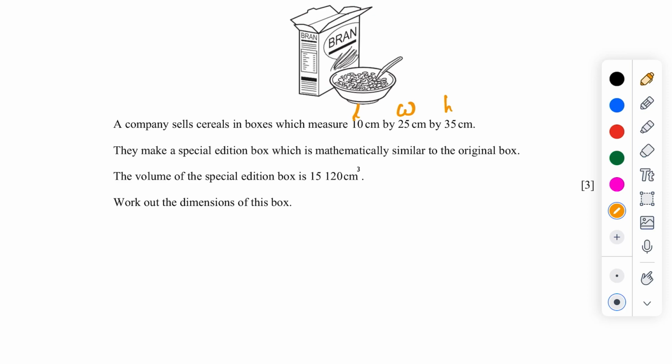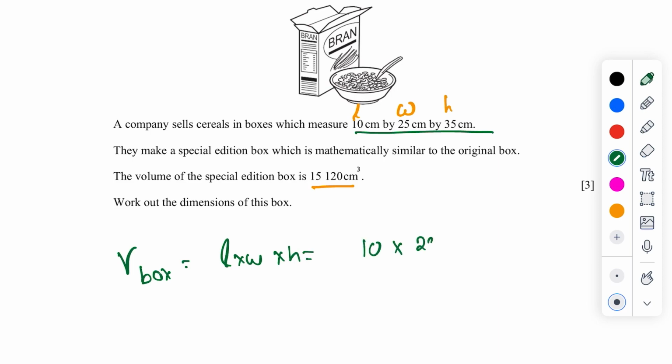Now the volume of the special edition is 15120. First of all, we'll find the volume of the box. Volume of the box will be length into width into height, which is nothing but 10 times 25 times 35, which is going to be 8750. So the box is 8750 and the special edition is 15120.